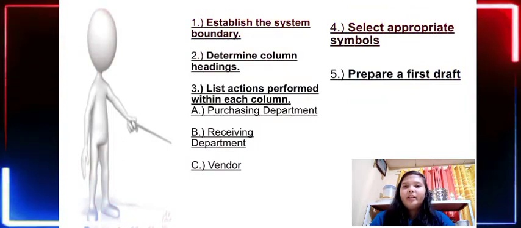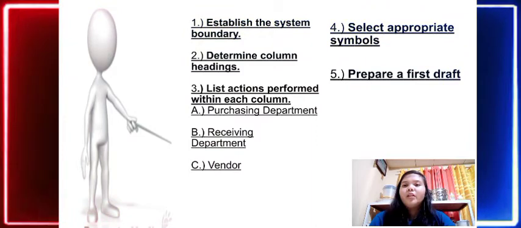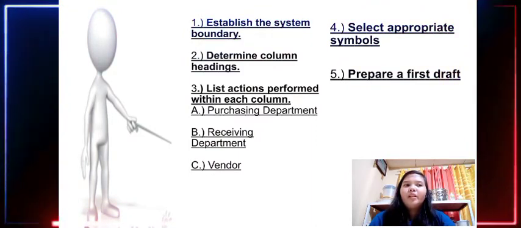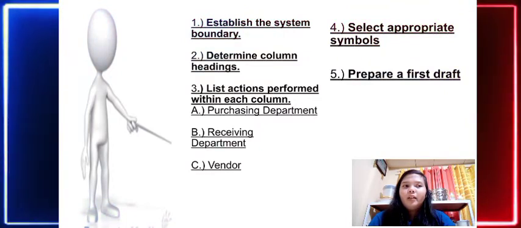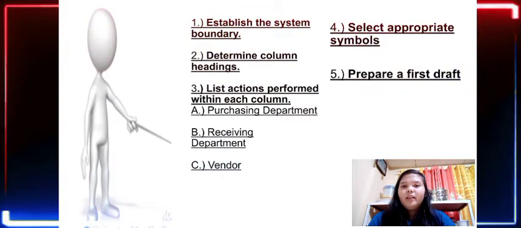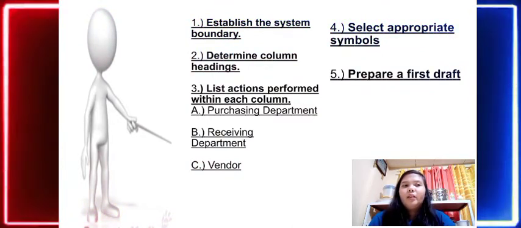And the third is listing the actions performed within each column. So the first column, the purchasing department, will first issue a purchase order, then file the original for their own records, then send copies to the receiving department and the accounting department.